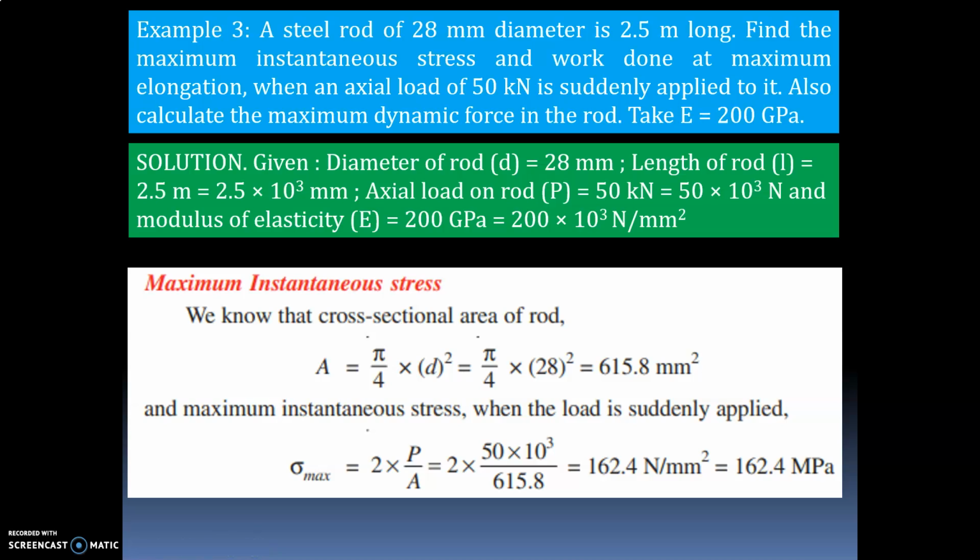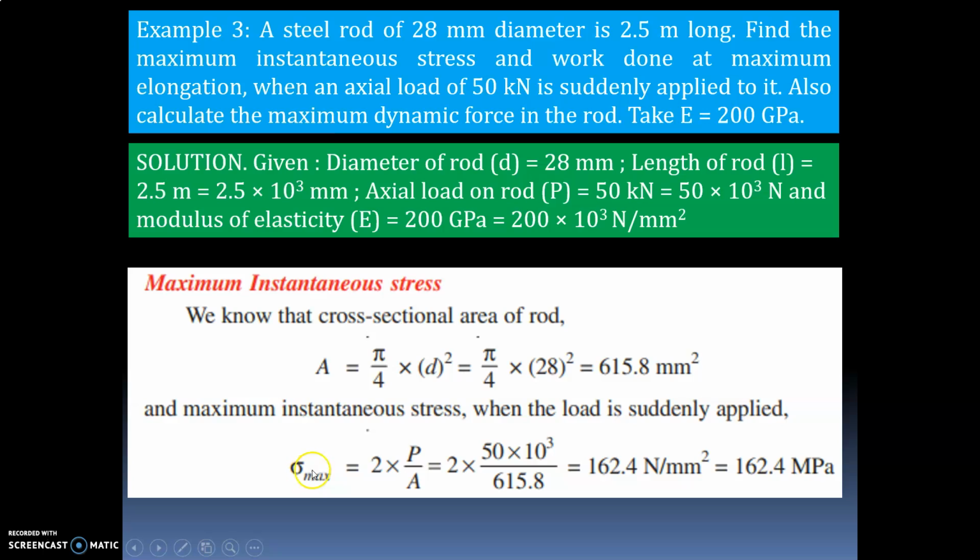Okay, so how can you calculate stress? The load is suddenly applied, so stress is equal to 2 into P divided by A. For that we require the area, which is not given here, so we have to calculate it. This is a rod and the diameter is given, so you can calculate the area. The cross sectional area of the rod, A, is equal to pi divided by 4 into D square. So pi divided by 4 into 28 square gives you 615.8 mm square. So this is the area.